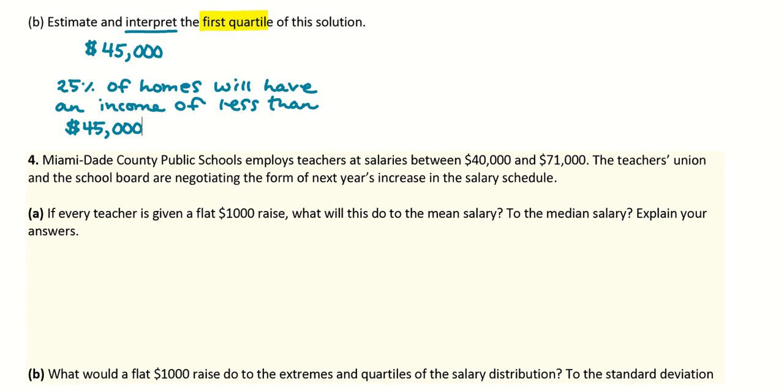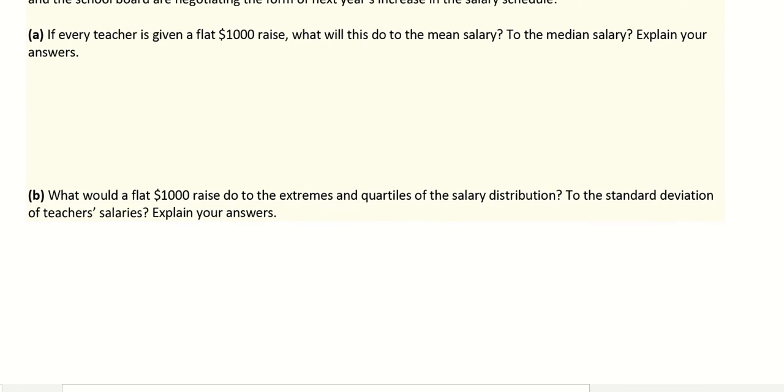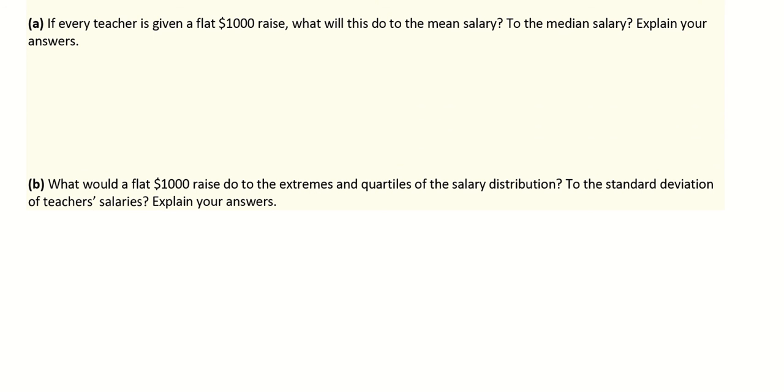But if you mathematically mapped it out, if every single person gets a $1,000 raise, then the mean salary and the median salary will both increase by $1,000. The distribution is literally going to shift to the right by 1,000. I'm not going to write that out, but hopefully you understand that and can write that down on your assignment. Let's take a look at B. What would a flat $1,000 raise do to the extremes and the quartiles of the salary distribution?